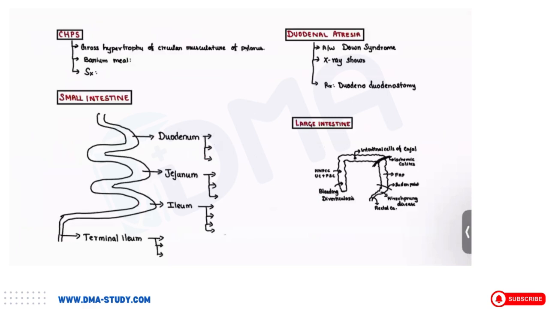Next is CHPS, congenital hypertrophic pyloric stenosis. On the barium meal, what sign will you see? Have you studied CHPS? What sign? Double track sign. Very good. Also known as double track sign, one more sign will be seen: string sign. We used to call that string sign. Either double track sign or string sign is seen in CHPS.